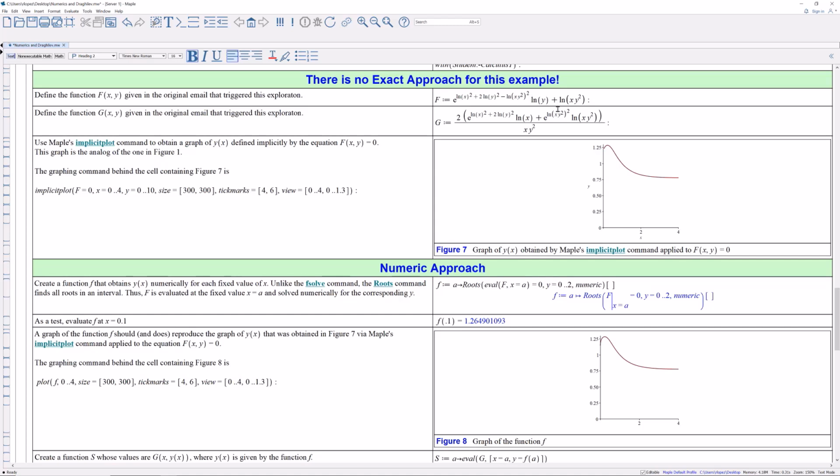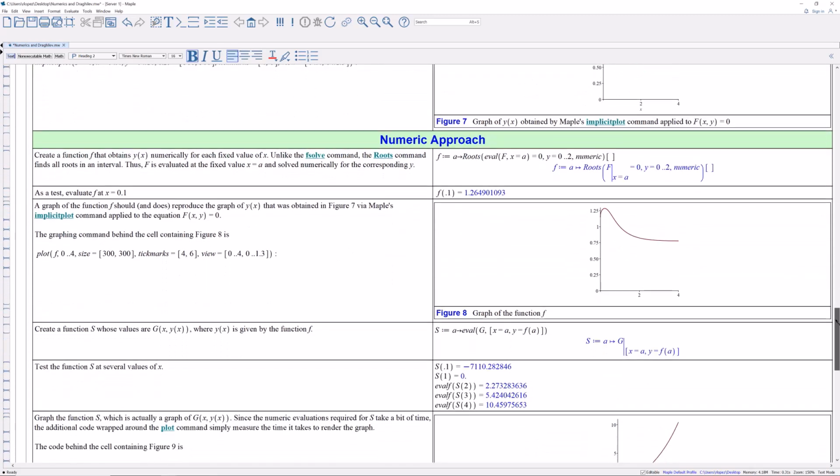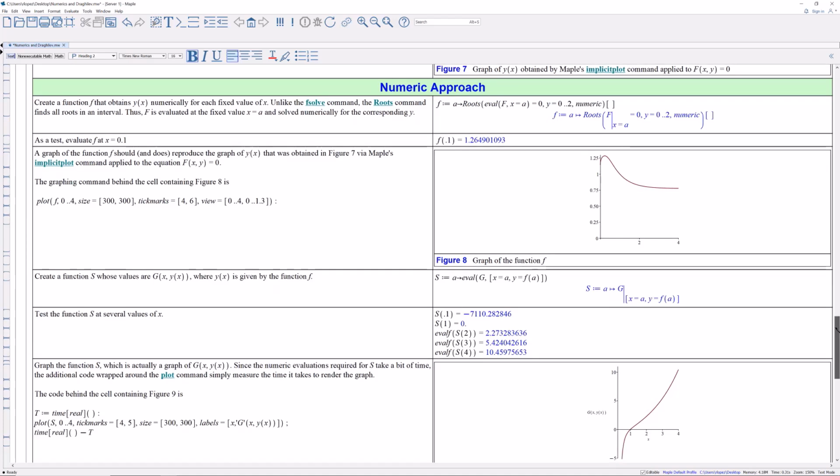What does this function f look like? Is it single valued? Is it a relation? So I graphed it. Again, I used the implicit plot. Here's the command that's hiding behind this cell. It's single valued, at least on the range 0 to 4. It seems to have an asymptotic value here. So it's a reasonable function to tackle. So let's apply the numeric procedures that we worked out for example 1 and see how it goes.